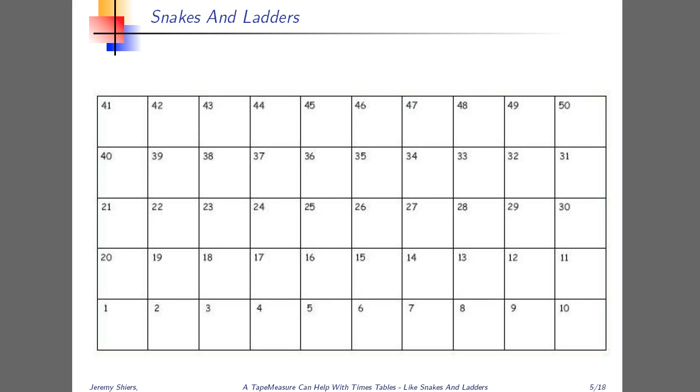The Snakes and Ladders board has numbers going in different directions in alternate rows. The bottom row goes left to right as numbers go from 1 to 10, and the next row goes from right to left as numbers go from 11 to 20, and so on.